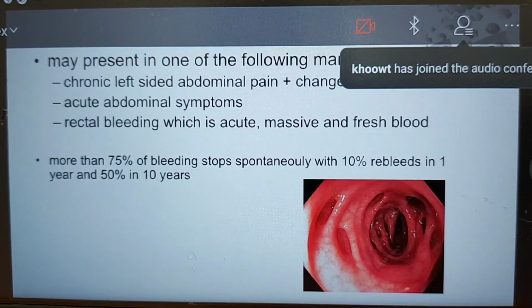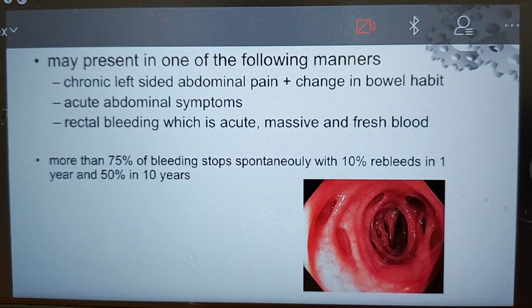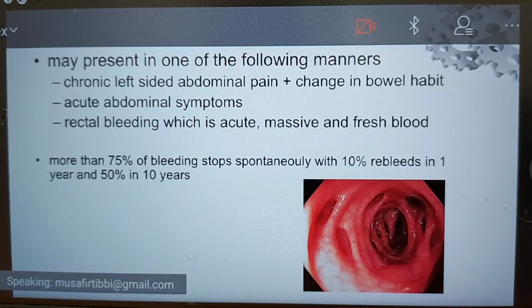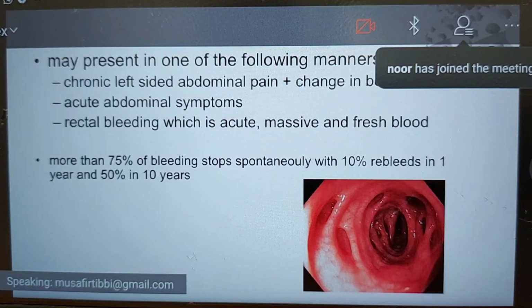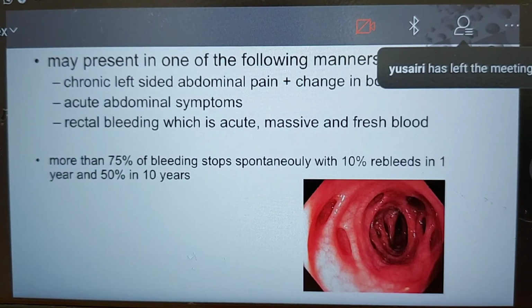So actually, luckily for diverticular disease, more than 75% of the bleeding stops spontaneously. The first line of management is to advise the patient on a high fiber diet, and maybe we can give the patient a stool softener like lactulose. Only if the patient is complicated with diverticulitis will we start an antibiotic. If the patient is complicated with perforation, then only will we proceed with operation.